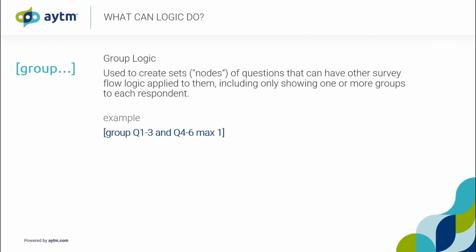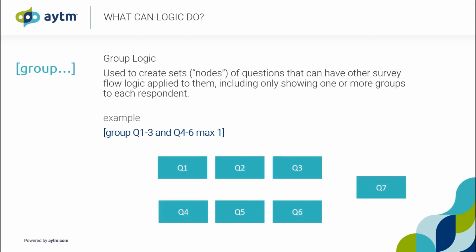Here, we're telling the survey to group questions 1, 2, and 3 together, and questions 4, 5, and 6 together, but separately. And we're also letting it know that we want respondents to only see randomly one of those 2 groups. That's the max 1 part at the end. What will happen? If our survey has, let's say, 7 questions in total, and we use this logic, when respondents enter the survey, they'll be taken down one of 2 paths, either questions 1 through 3 or questions 4 through 6. Either way, they'll end up on question 7 when it's over, because that's the next available question for them based on this logic. See how that works?